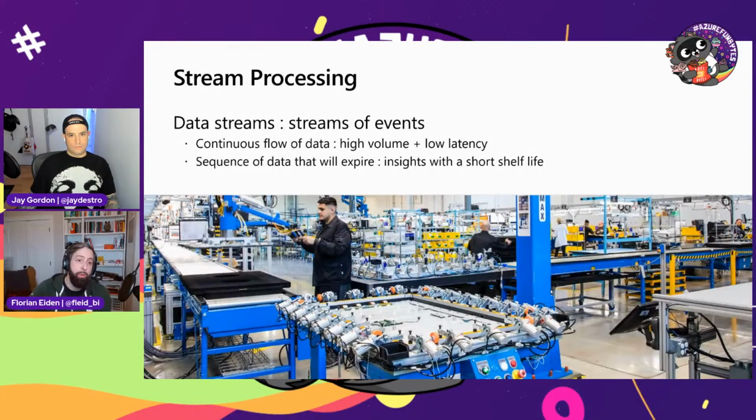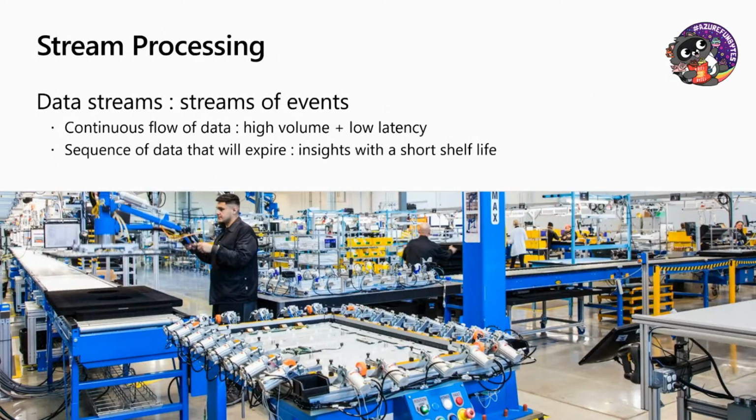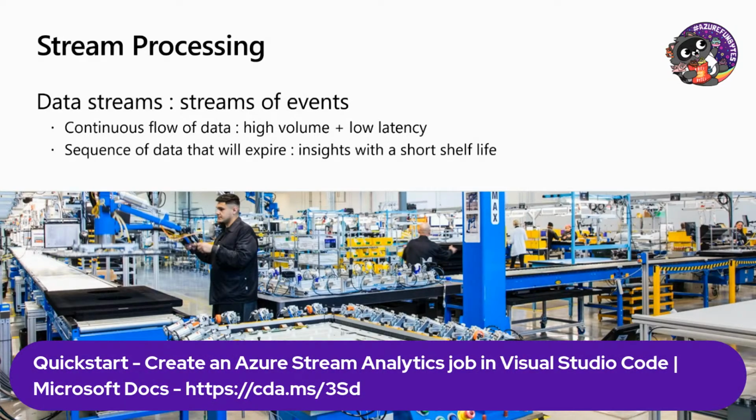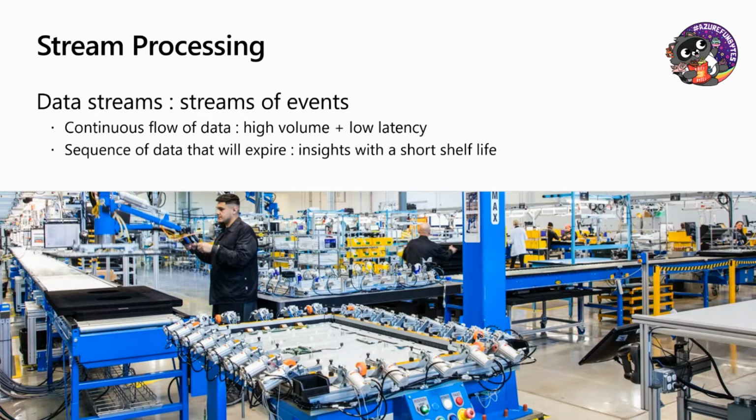Okay, so that leads us into stream processing. So stream processing, what is it? It's about processing streams of events. So what are streams? Streams are a continuous flow of data. And the big data kind of definition is to say it's both high volume and low latency. Low latency means I want to know about what's going on fast. And by fast, we mean under a second, milliseconds, seconds, minutes max. That's how fast I want to hear about what's going on.